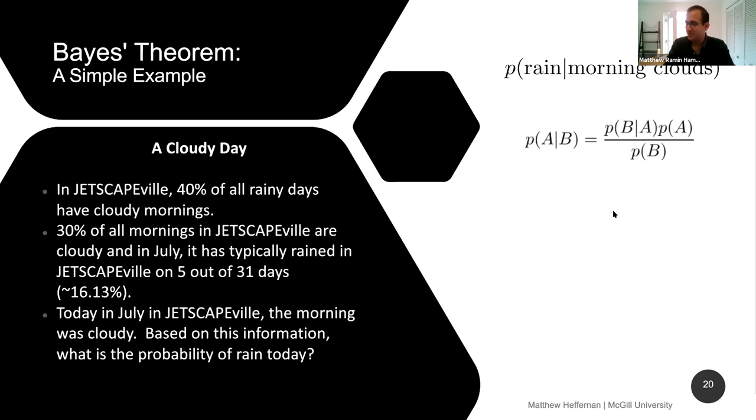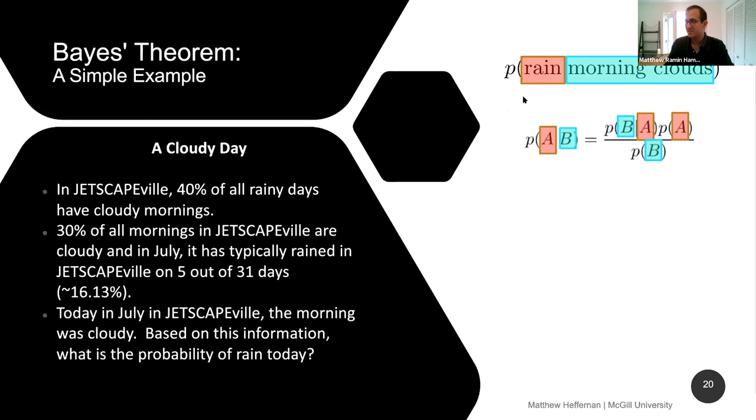All right, so I'm just going to give a little bit of a hint to anyone who might still be waiting: rain is A, and morning clouds are B. So anyone who's looking to put these pieces together. Okay, it looks like we're getting an answer of about 21.5%.